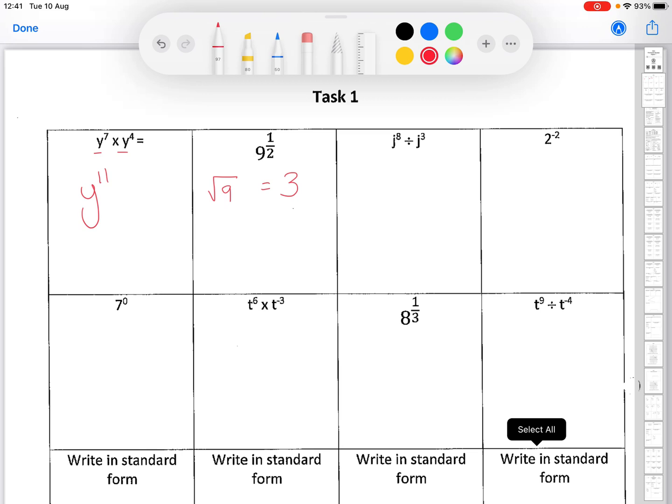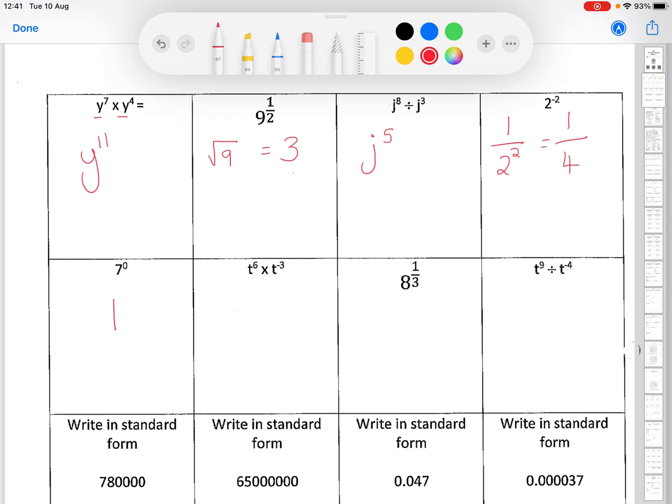j to the power of 8 divided by j to the power of 3. When we're dividing, we just subtract our powers, so that's going to be j to the power of 5. If we've got anything to the power of a minus, that means we flip it, we put it 1 over, so that would be 1 over 2 squared. And don't forget to actually work that out, that is 1 over 2 times 2, which is 4.